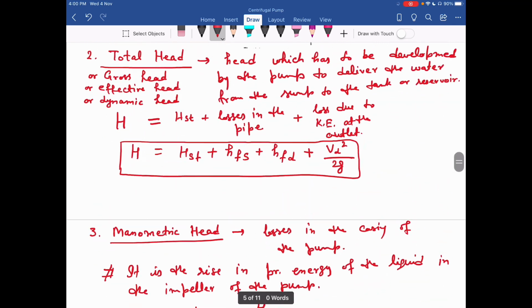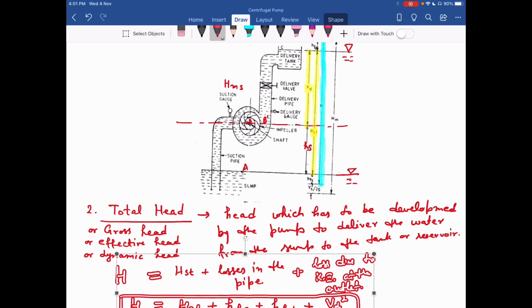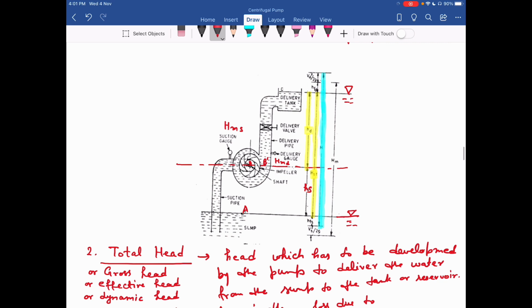Now my point B dash is on the delivery side of the pump, that is here, my point B dash. At B dash, my pressure gauge reading is HMD. And my point C is the reservoir or tank level, section C. So at these two levels, B dash and C, I apply Bernoulli's theorem again.